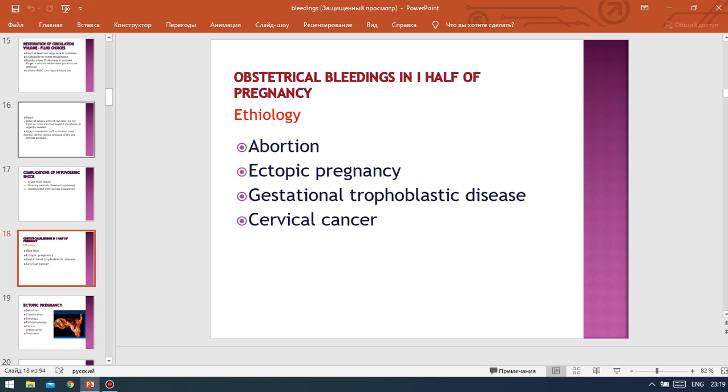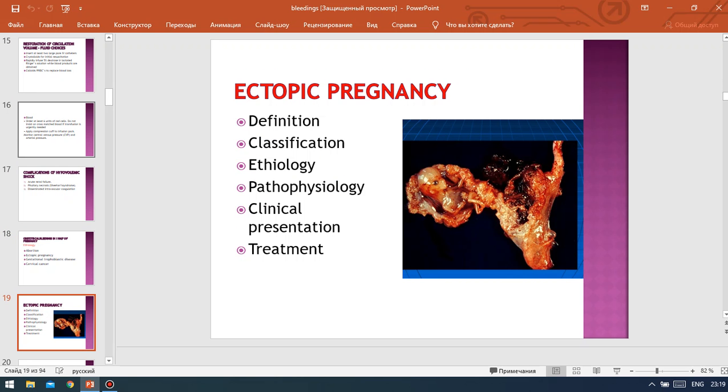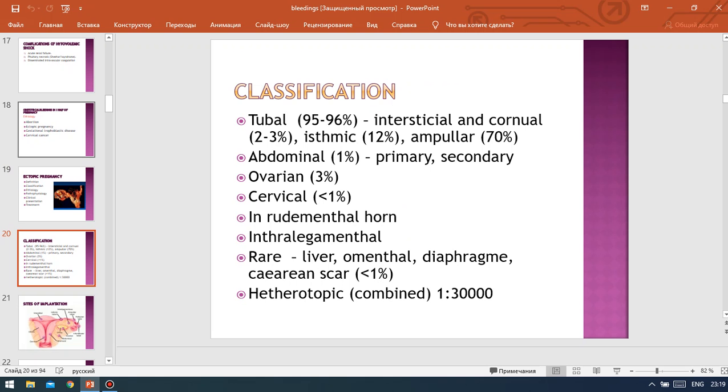Obstetrical bleedings in the first half of pregnancy. The first etiology is abortions: early abortions, miscarriage, ectopic pregnancy, gestational trophoblastic disease, you know, the mole disease, and at last cervical cancer. Ectopic pregnancy. Today we will talk about definition, classification, etiologic factors, pathophysiology, clinical presentation, and at last the treatment.